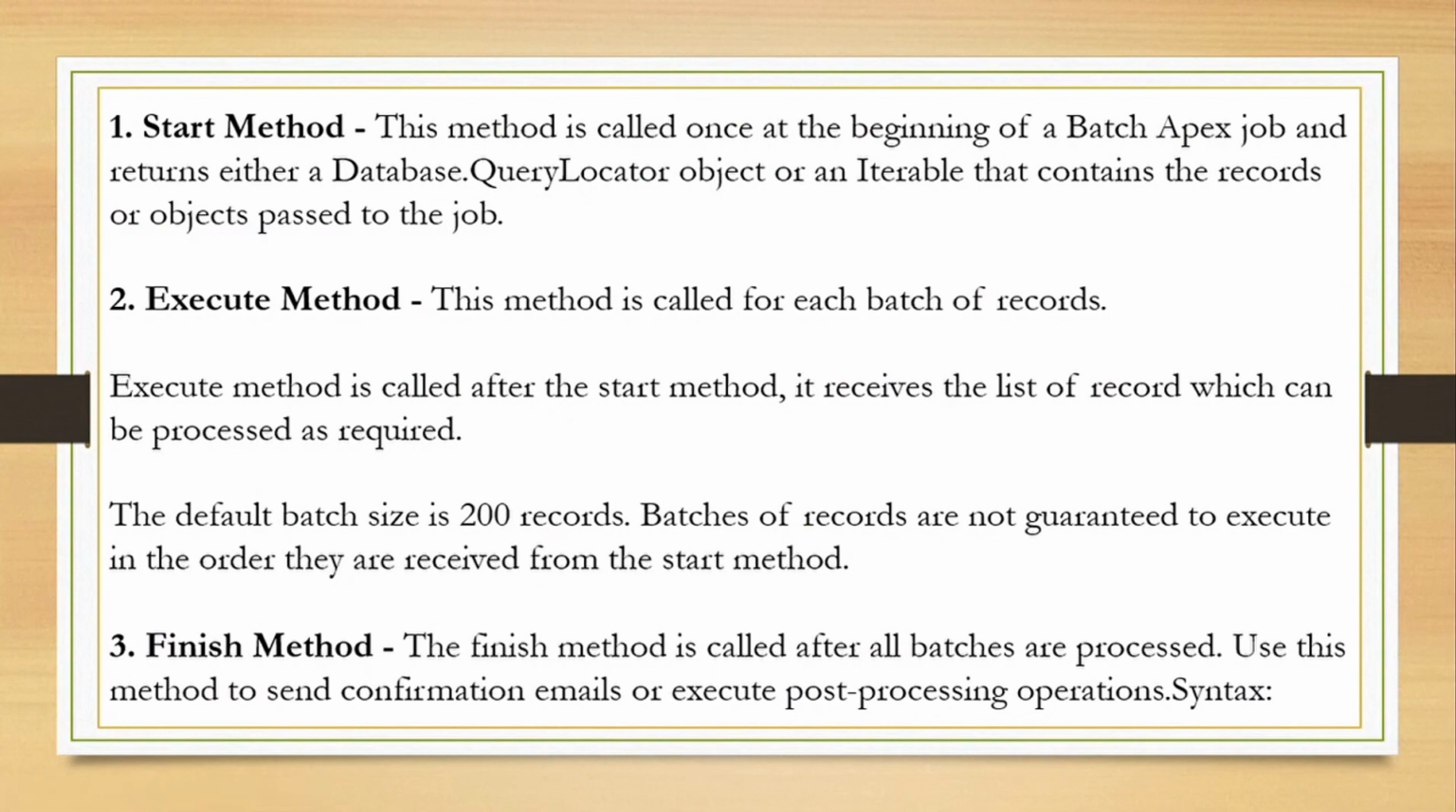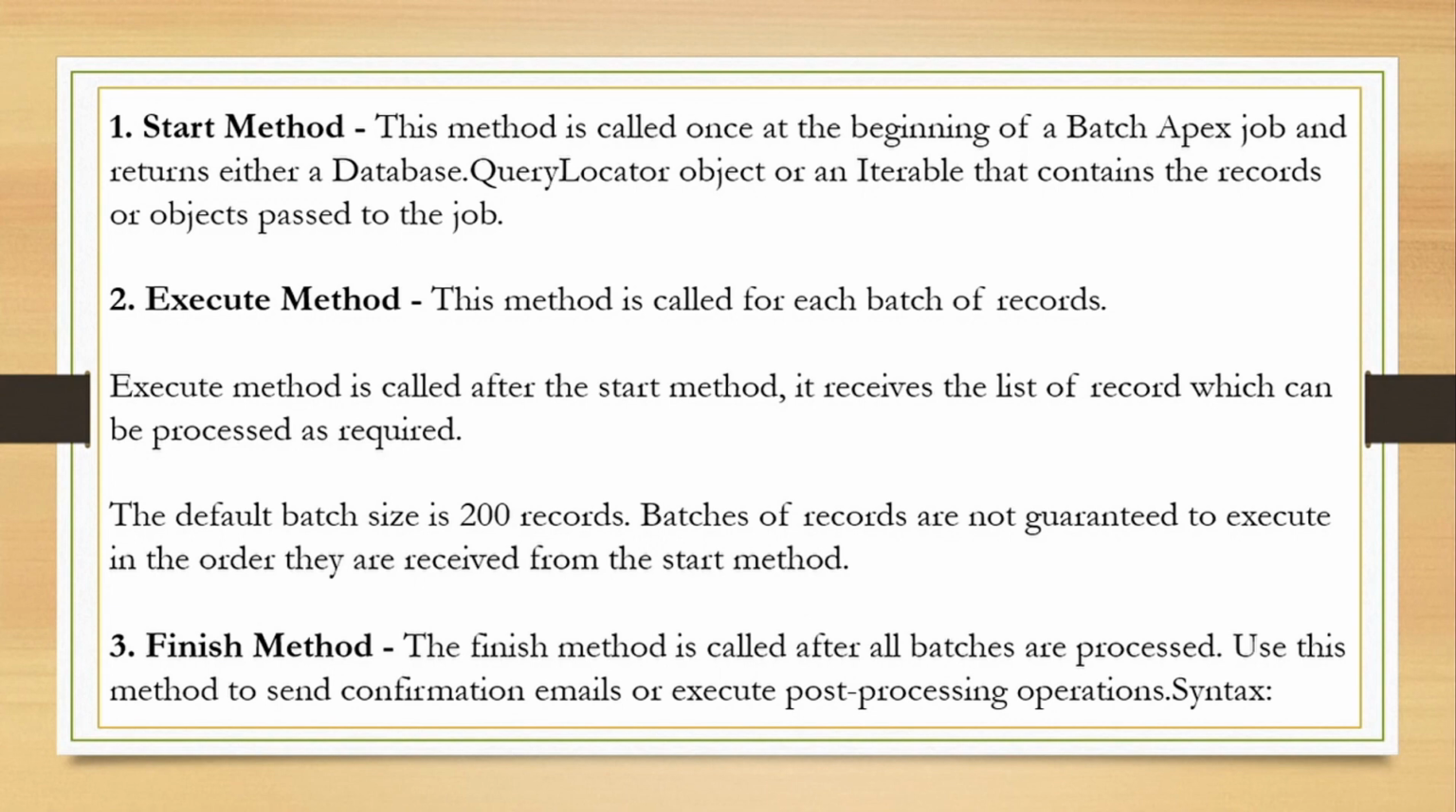Now the start method. This method is called once at the beginning of the batch job, and it returns either a Database.QueryLocator object or an iterable that contains the records or objects passed to the job. The execute method is called for each batch of records, after the start method. It receives a list of records which can be processed as required.